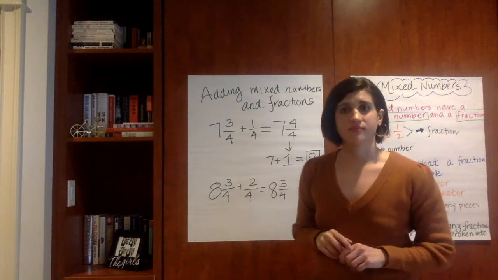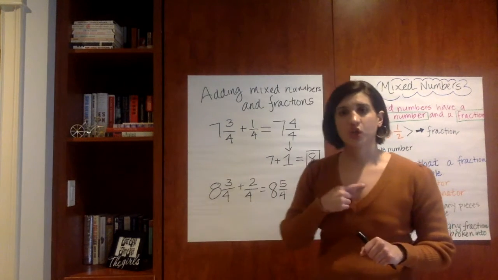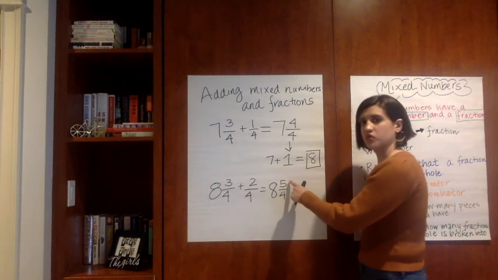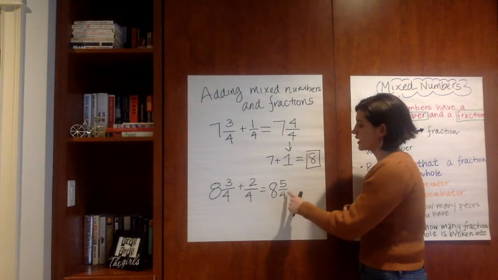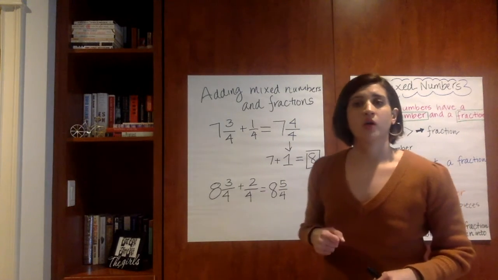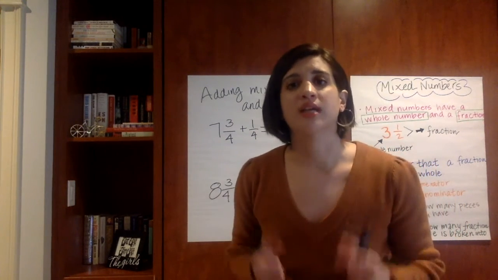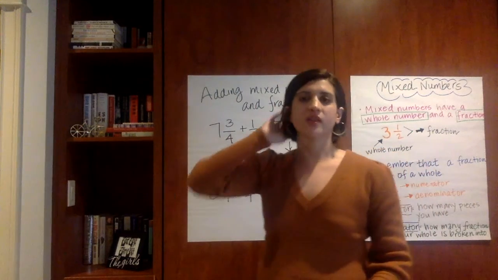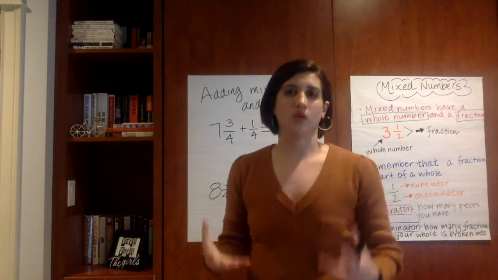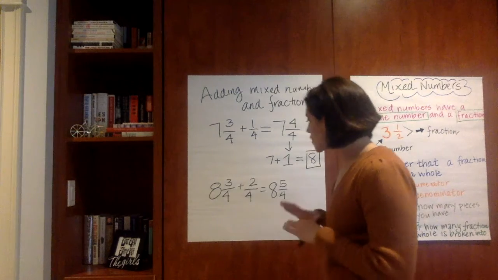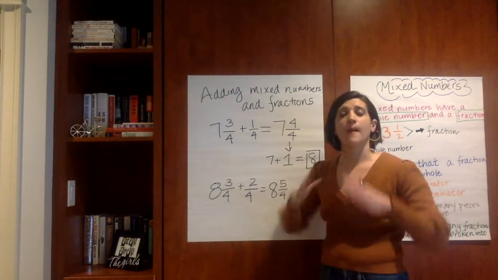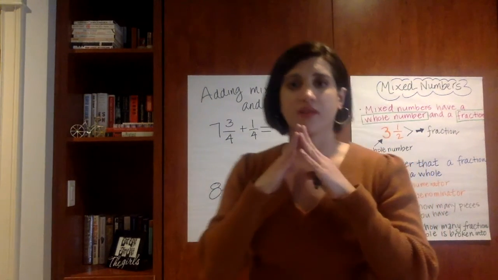I'm not done. Why? Because I should notice that my numerator, which represents the pieces I have, is bigger than my denominator, which is the pieces that make the whole. If I have more pieces than make the whole, it means that I have more than one whole. So I have to then break up or decompose that fraction.